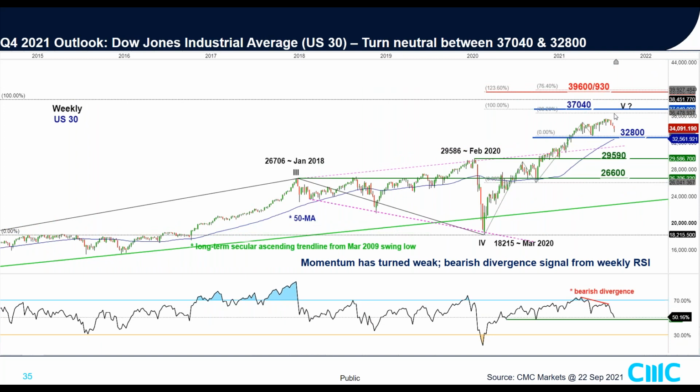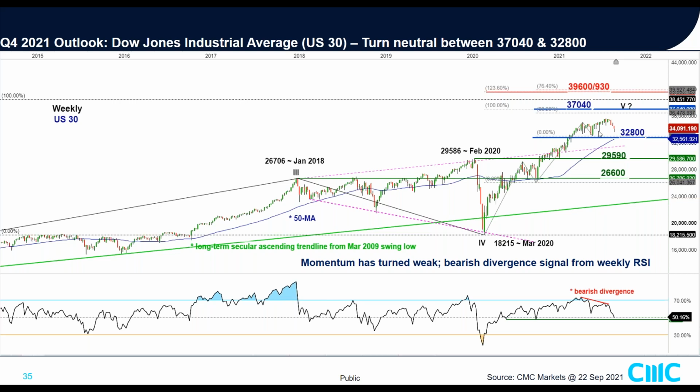If you look at the Dow Jones right now, the weekly RSI starts to show a bearish divergence: a higher high in price, but a lower high in RSI. What it means is momentum has started to weaken for the Dow Jones Industrial. But it's still holding above the 50-week MA, coming in at the 32,800 level. Given this mixed configuration, I will be less inclined to continue the bullish bias that we had in Q3.